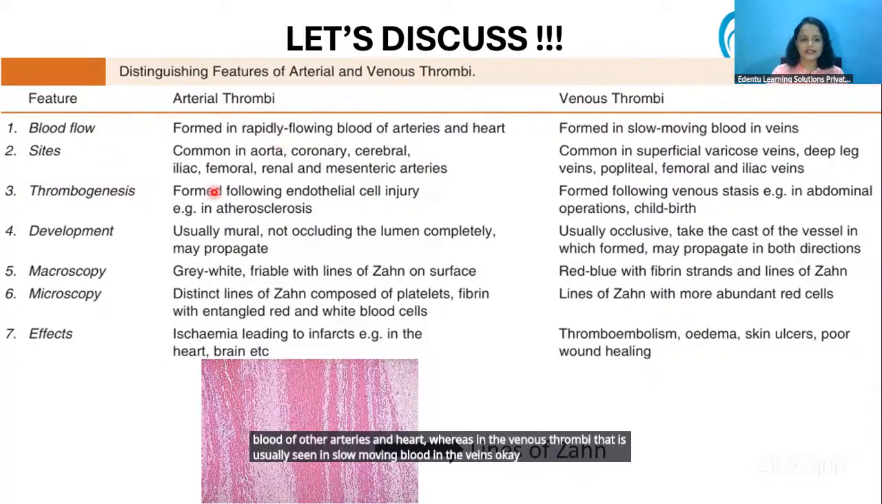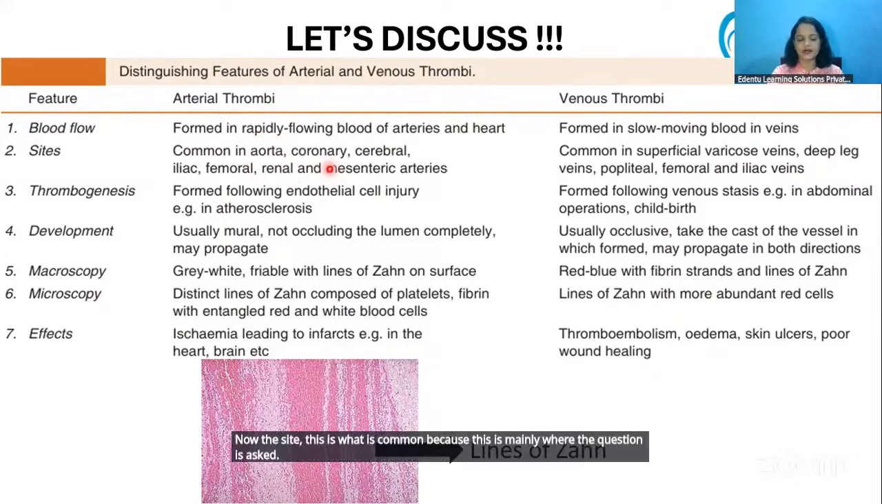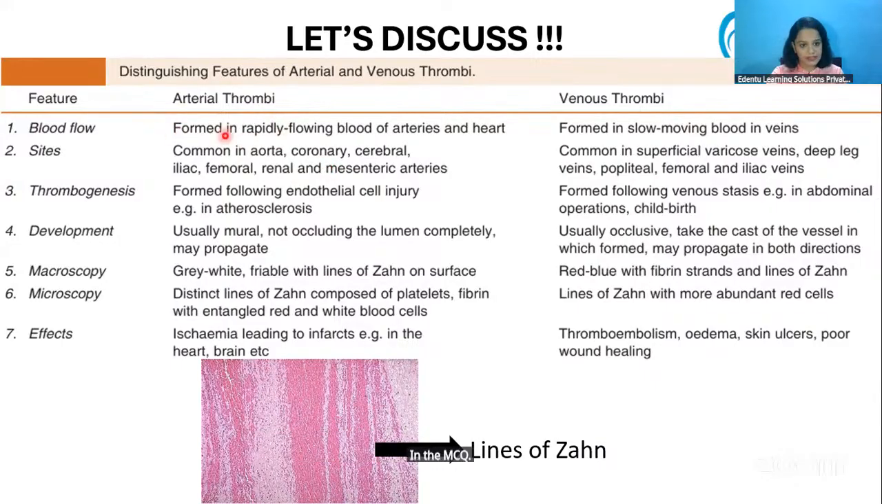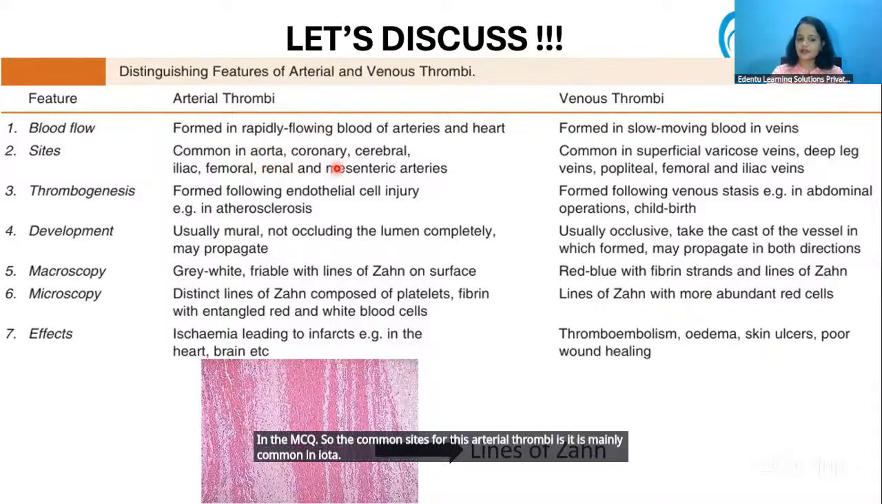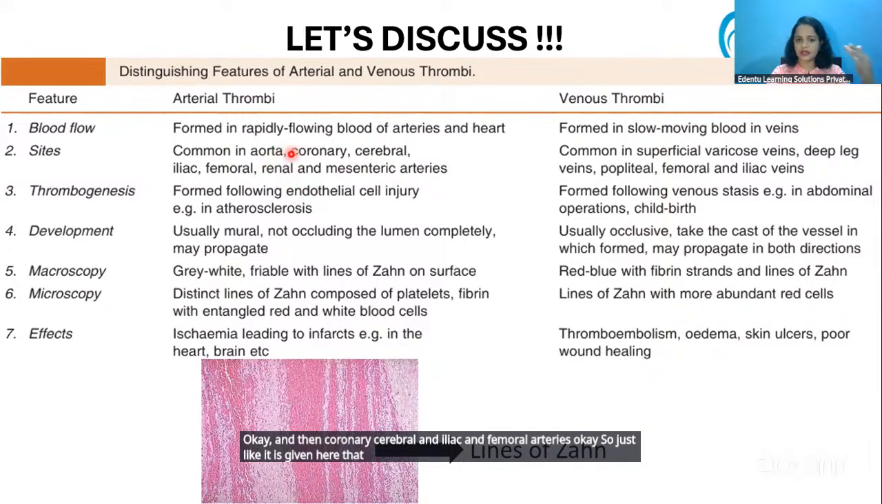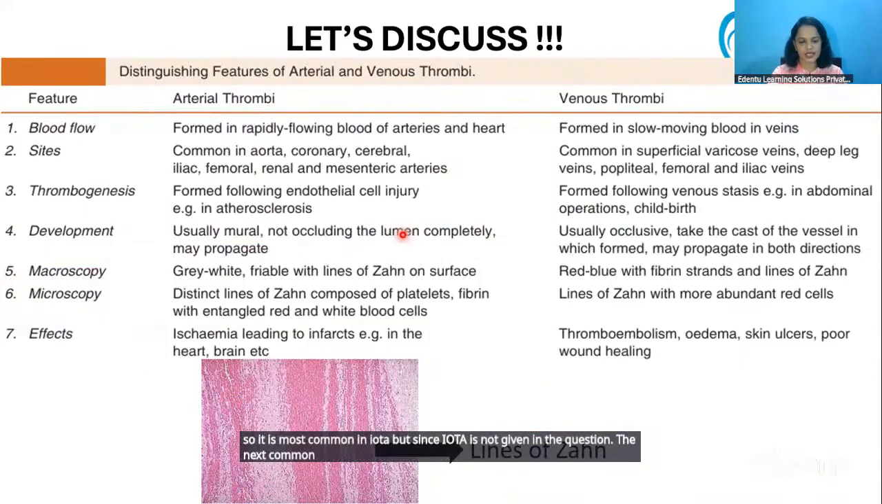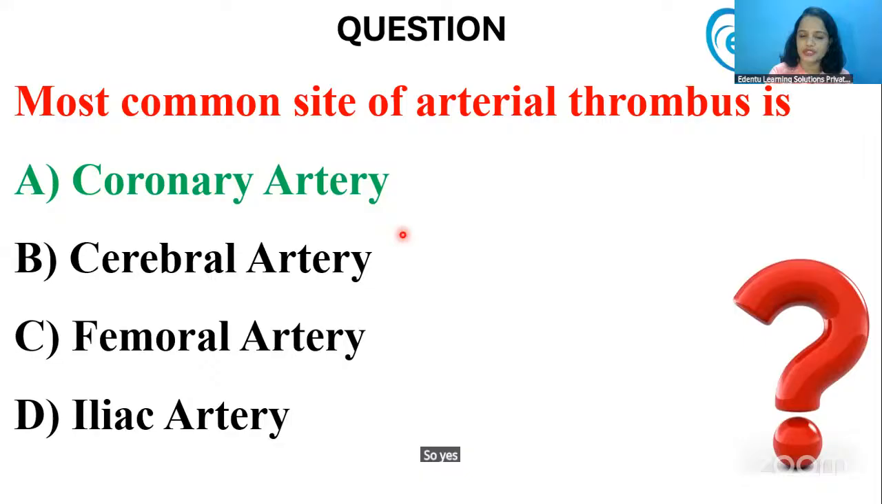Now the site, this is what is common because this is mainly where the question is asked in the MCQ. The common sites for arterial thrombi are mainly the aorta, and then coronary, cerebral, and iliac and femoral arteries. Just like it is given here, that is the most common site of the arterial thrombi. It is most common in the aorta, but since aorta is not given in the question, the next common site is coronary artery. So yes, we had chosen option A as coronary artery.